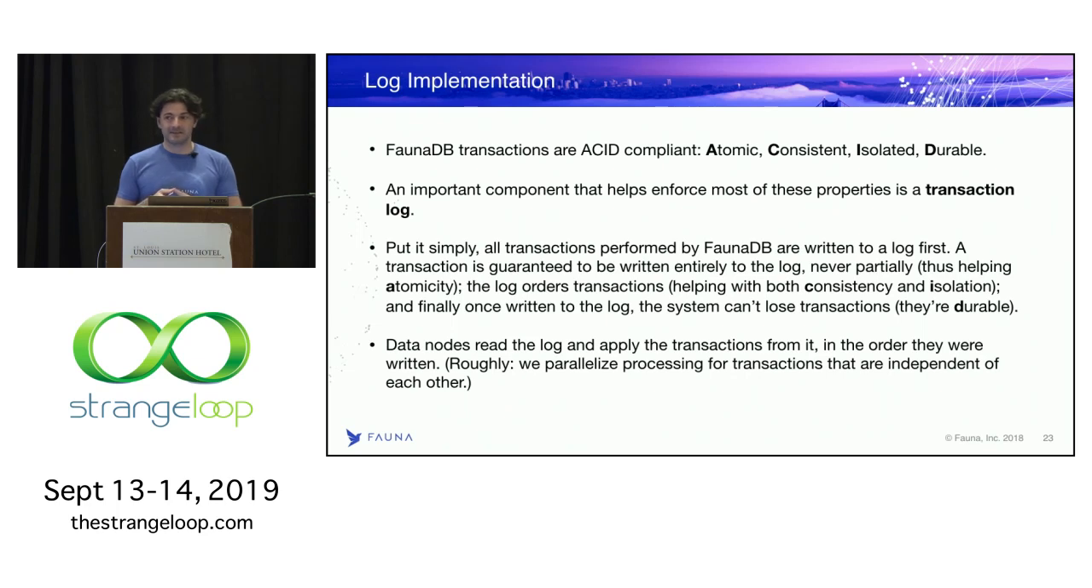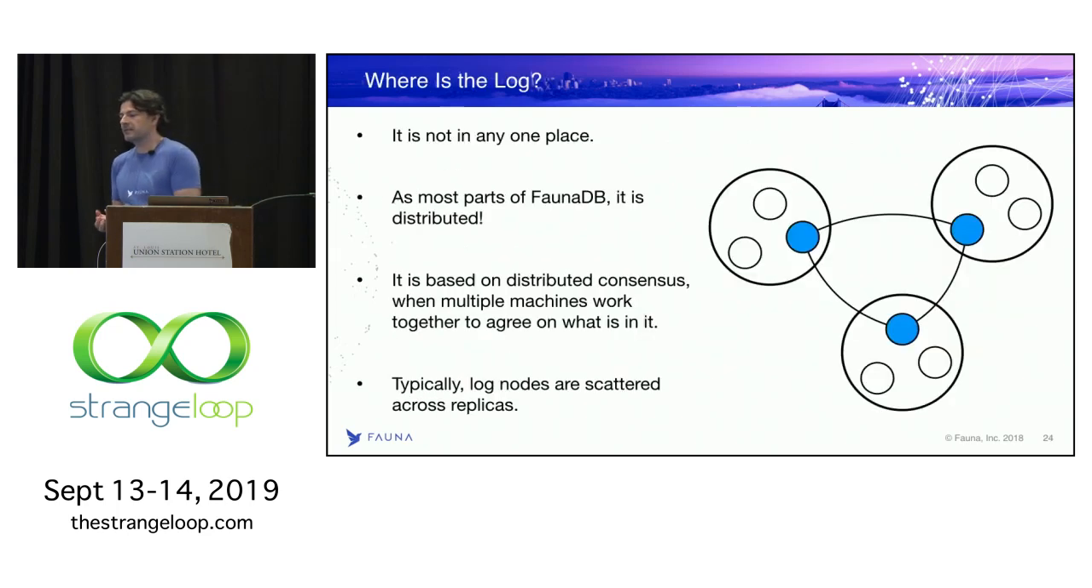Right, and then the data nodes will eventually be pulling data from the log. Well, the log nodes are eagerly sending transactions to data nodes if they know that they are basically at the front of applying them, and if nodes fall behind, they can pull. So in a lot of parts of the system, we have dually both push and pull mechanisms to ensure that the system just keeps pumping. So where is the log? Obviously, it's not in any one place. It is a distributed thing.